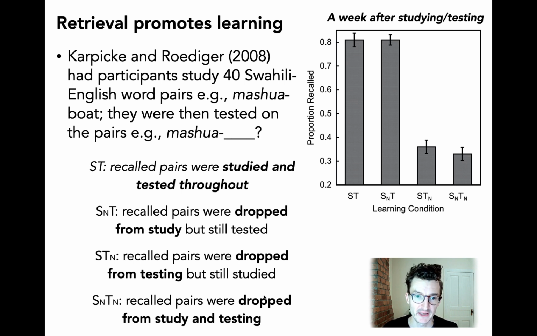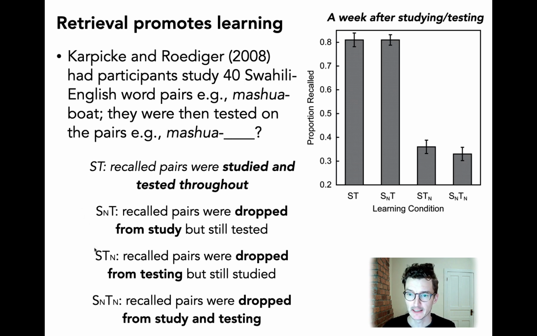In group 1, group ST, for word pairs that you had learned, you continued to study them, and you continued to be tested on them. So you were shown one half of the word pair, and you had to complete it. In the second group, group SNT, word pairs that you learned were dropped from study completely, but you were still tested on them. This is the group where they throw away the flashcards. You're still tested on the material, but you're no longer just passively reviewing it.